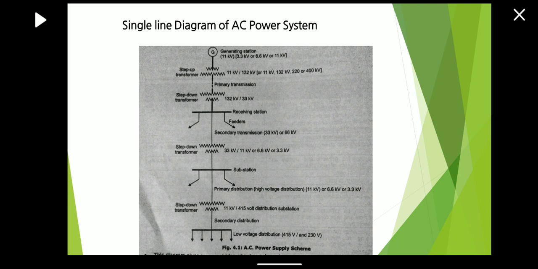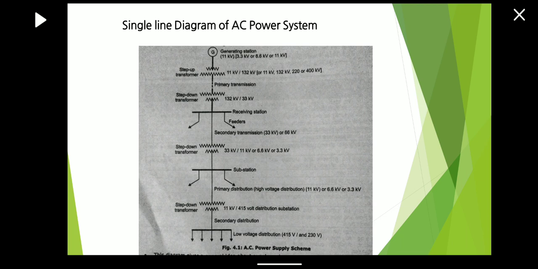Primary distribution. The secondary transmission line terminates at the receiving station where the voltage is stepped down to 11 kV, 6.6 kV or 3.3 kV by a step down transformer, and these 11 kV lines run along the roadside of the city on steel poles.